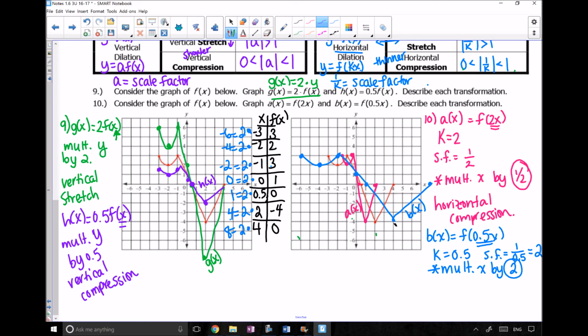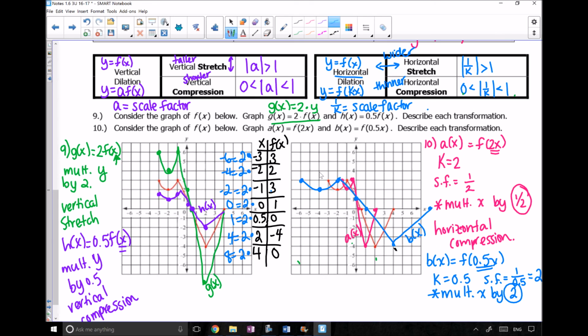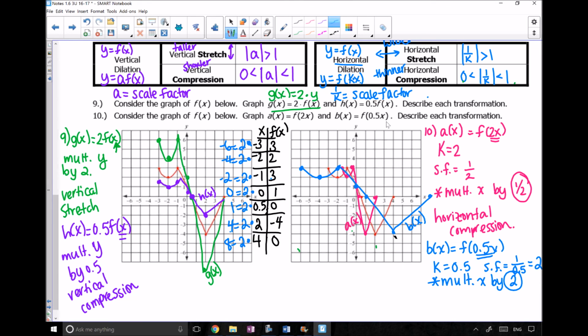All right. So what's our description right here? We're going to say that this time what happened is my graph got wider, right? So the graph actually got stretched horizontally, and that's because my scale factor, my 1 over k, is bigger than 1. So we're going to say that this is a horizontal stretch.